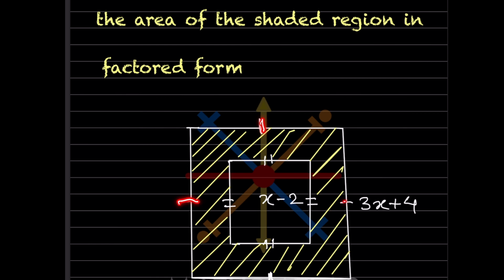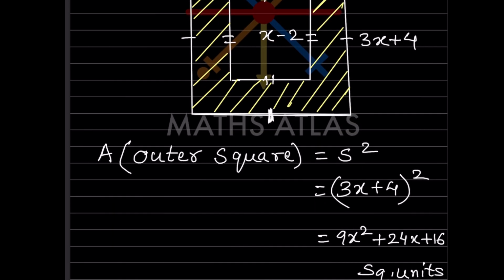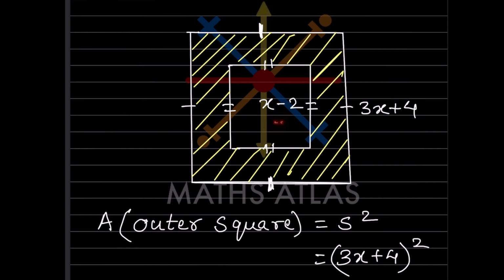Here this is also a square, and we have to find the area of the yellow one, the shaded one. So now this is the inner square and this is the outer square.